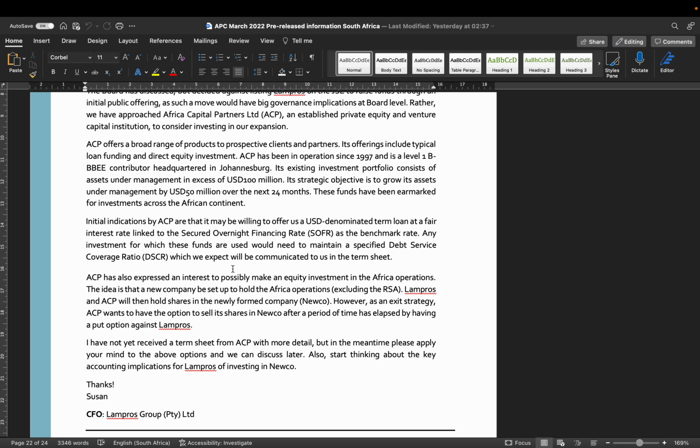Initial indications by ACP are that it may be willing to offer us a USD denominated term loan at a fair interest rate linked to SOFR, secured overnight financing rate, right? So SOFR replaced LIBOR. LIBOR is like JIBAR, right? So it's a reference rate, right? But if you're not sure what SOFR is, go ahead and Google it, right? You have the ability during the 5 days. Don't get sucked into the technicalities of it all because it's quite a technical concept or a technical reference rate to calculate. But just the fact that it's a reference rate is all you needed, right?